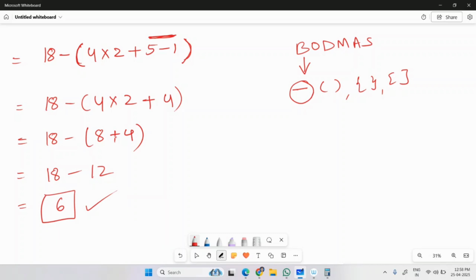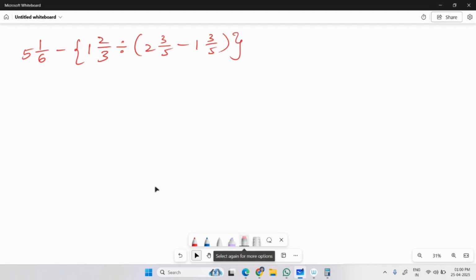Now let's solve a question with fractions along with these brackets. The question is 5 1/6 minus 1 2/3 divided by 2 3/5 minus 1 3/5.